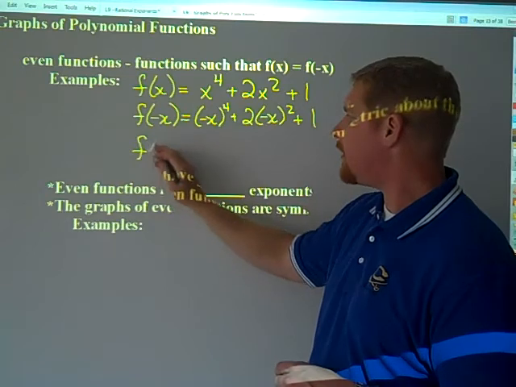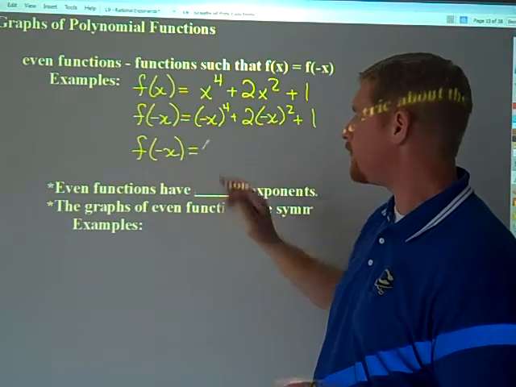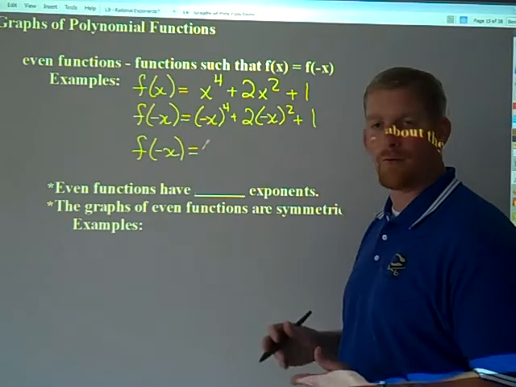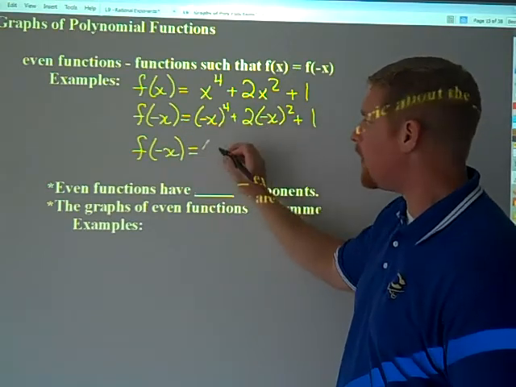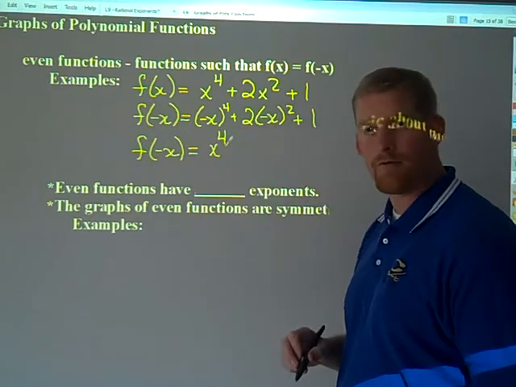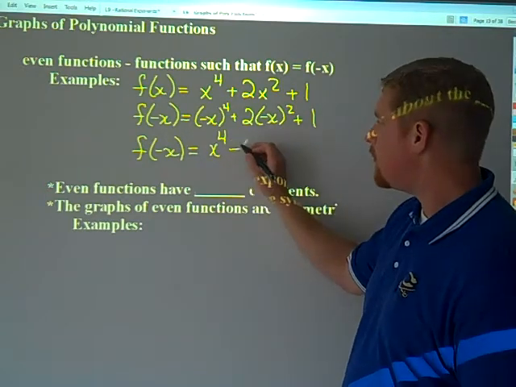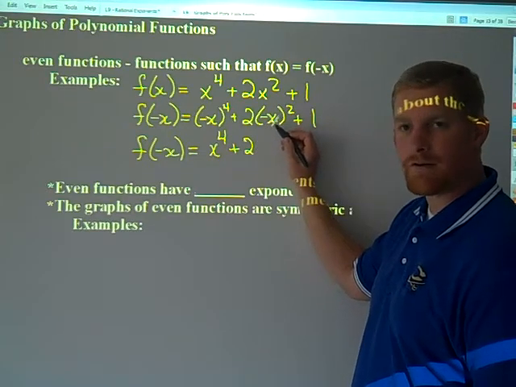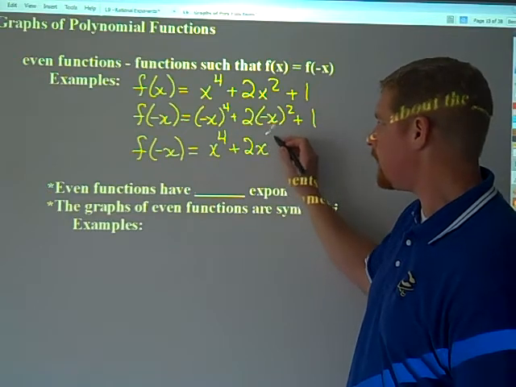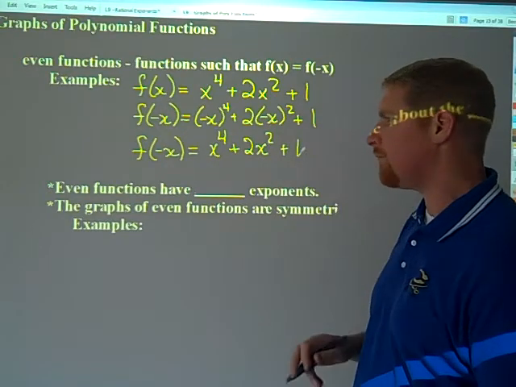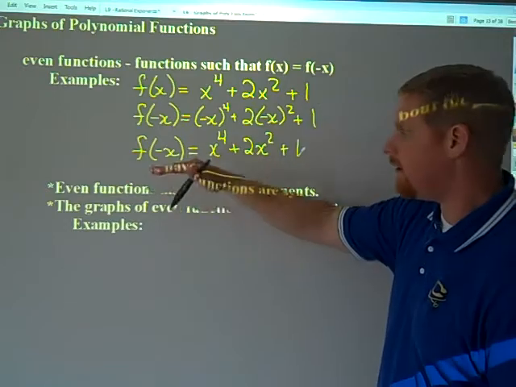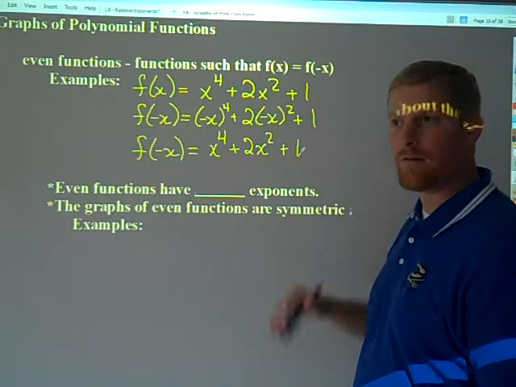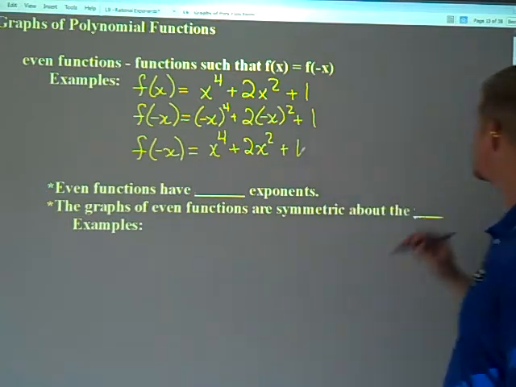So let's take a look. f(-x) equals (-x) to the fourth power. That is a negative number to the fourth power, which means this is always going to become positive. So that would be positive x to the fourth plus 2 times (-x) squared. Well, (-x) squared is just x squared, and then plus 1. So what you notice is that f(-x) is the same thing as f(x). So yes, we have an even function.